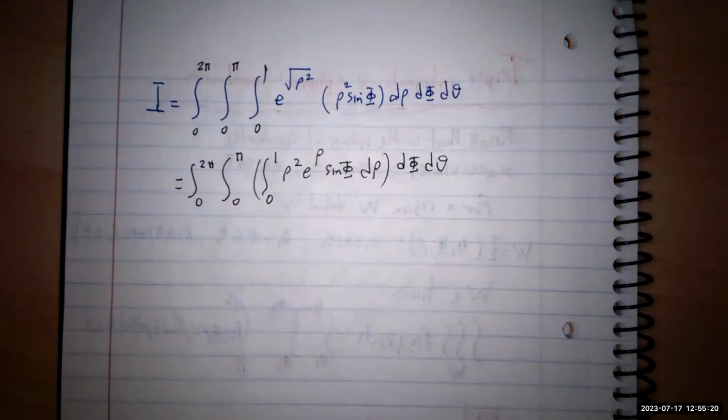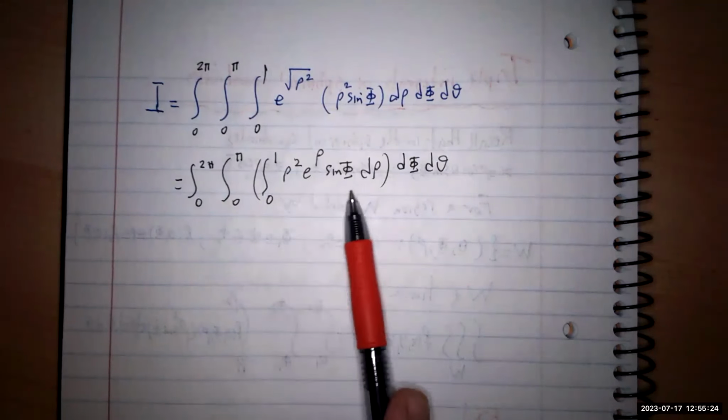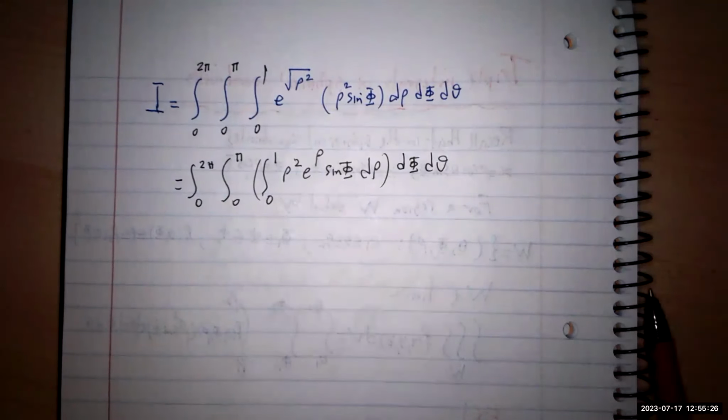This part to integrate has nothing to do with the sine of the phi. So you take this one out and you start integrating. Okay, what's the question?